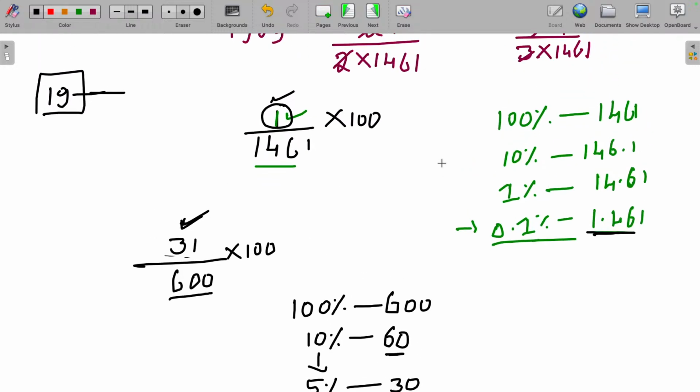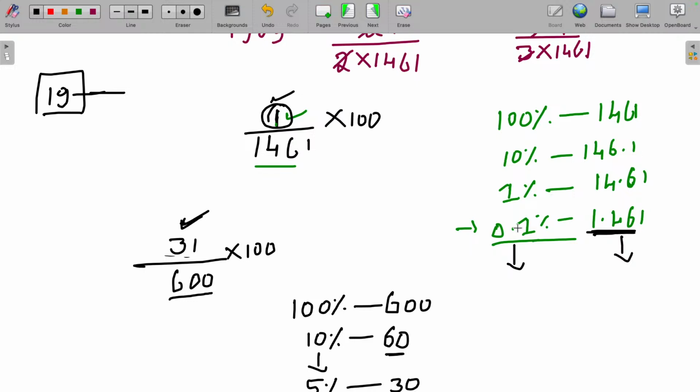Here observe. You actually want 1. Keep that in your mind. Your 0.1 percentage is 1.46. Will you go forward or backward? Backward, because you are at 1.46, but I want 1 only. So I have to go backward.